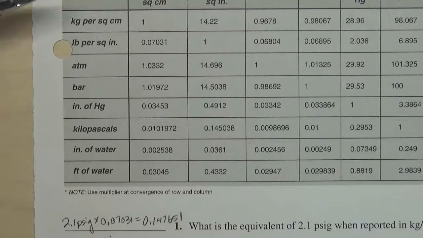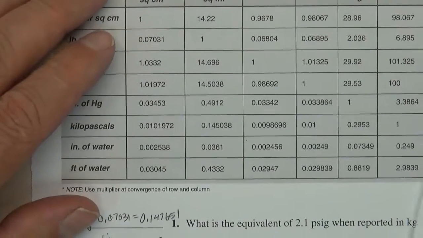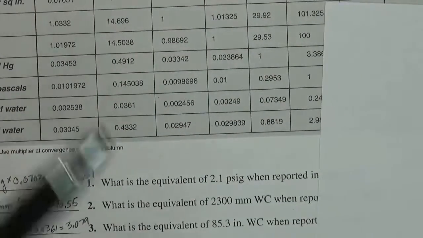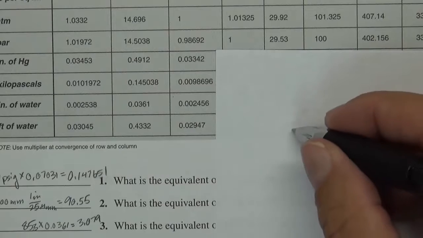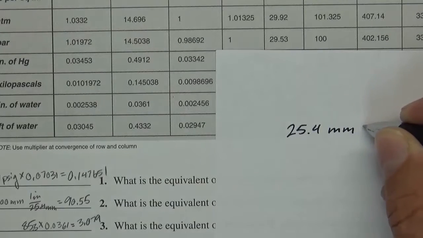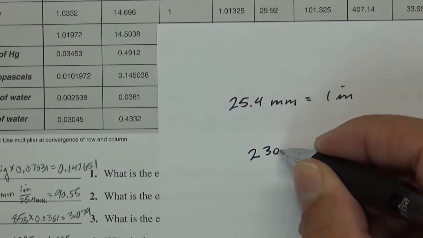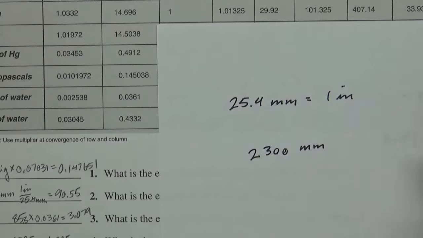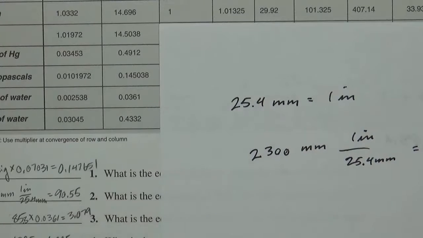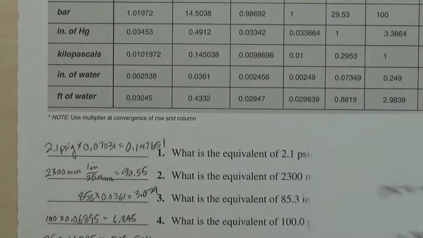Number 2. What is the equivalent of 2300 millimeters water column when reported in inches of water column? Let's see, do we see millimeters of water column over here? No, we don't. So this is really a straightforward deal, and all we need to know is how many inches are in 2300 millimeters. There's an exact conversion, if you've done this: 25.4 millimeters equals 1 inch, and that's exact. So I can make this into a form of 1. I've got 2300 millimeters, and I want millimeters in the denominator, so if I divide both sides by this, I get 1 inch over 25.4 millimeters, and the answer is about 90.55. So basically we just use our unit conversion techniques we've already been using.